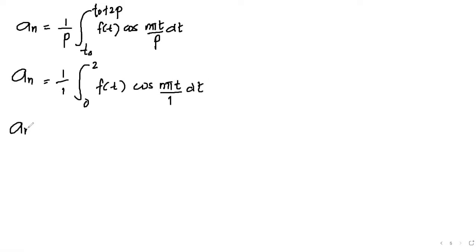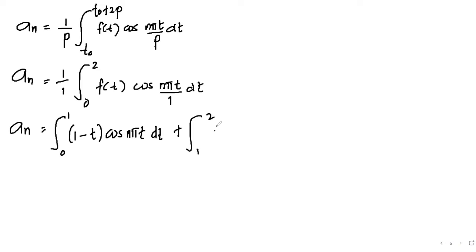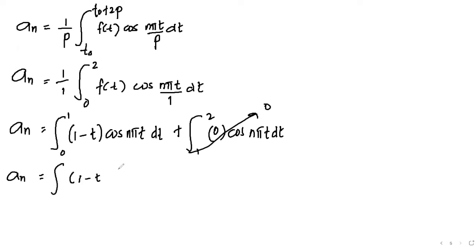And we know that from 0 to 2 interval, we have two different values of the function. So 0 to 1, it's 1 minus t multiplied by cosine n pi t dt. And for the second term, we have 1 to 2 interval with a function equal to 0. So we can cancel this one. Next step is to integrate 1 minus t cosine of n pi t dt using what technique?